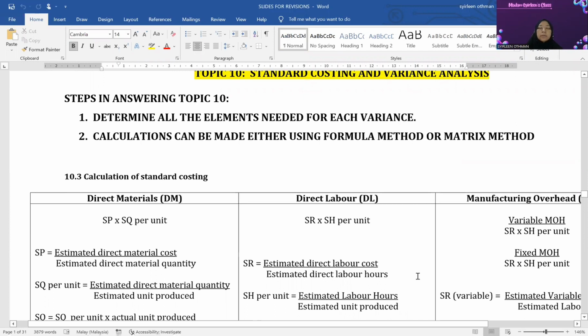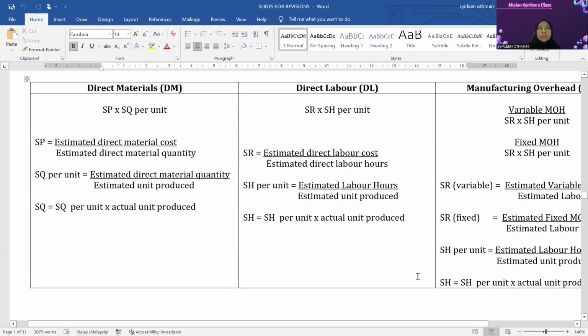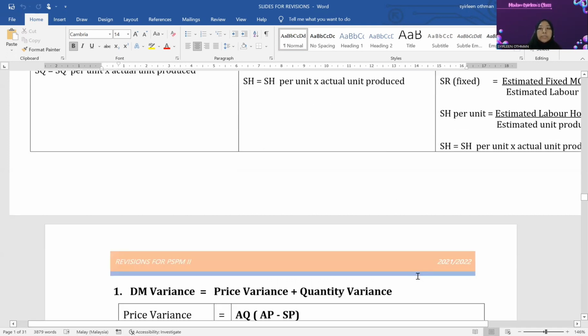So in variance questions, normally in question 3, you can use any method. It's either the formula method or the matrix method, or you can even mix the methods, because the method is just meant for calculations. How you go about the calculations is all up to you. There is no restriction saying that you can only use the formula method or the matrix method to answer the whole question given.